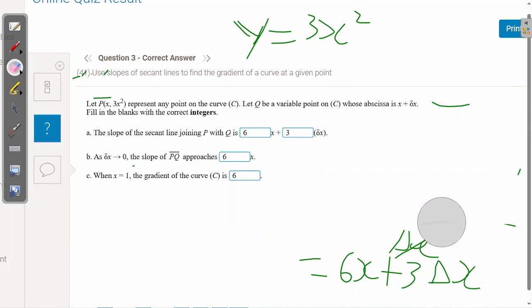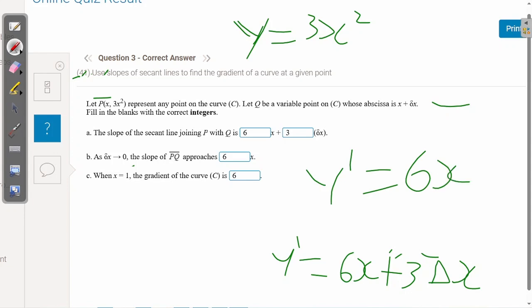Now they're saying as Δx approaches 0, what's the slope gonna be? Since it approaches 0, it basically becomes 0, like very close to it. So then it will be 6x, because 0 times 3 is 0. And now when x is 1, you use what you found here. So you substitute it in here. So 6 times 1 is 6.